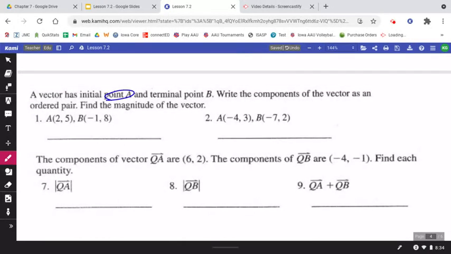The vector has the initial point A and a terminal point B. Write the components of the vector as an ordered pair. So for the first one, for the change in the x, I would do 2 minus negative 1, which is 3. And for the change in the y, I would do 5 minus 8, which is negative 3, make it a positive, which is 3.